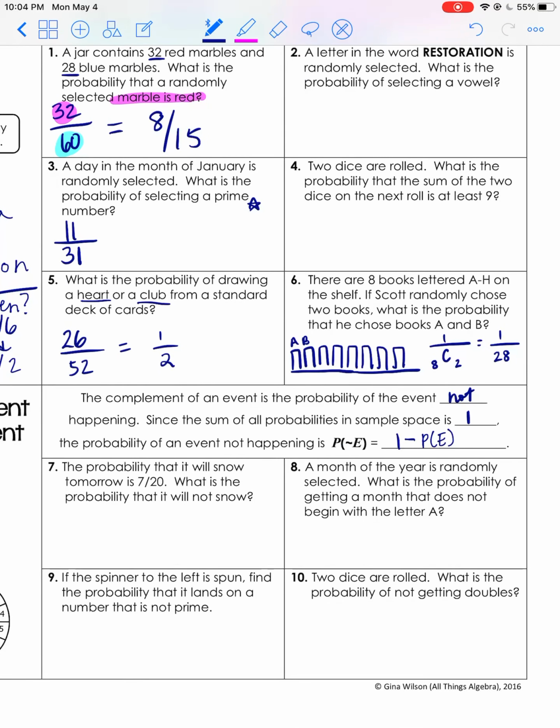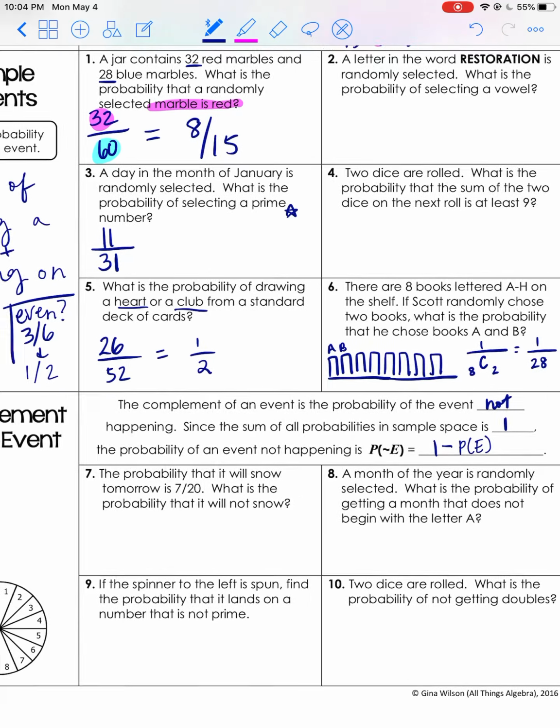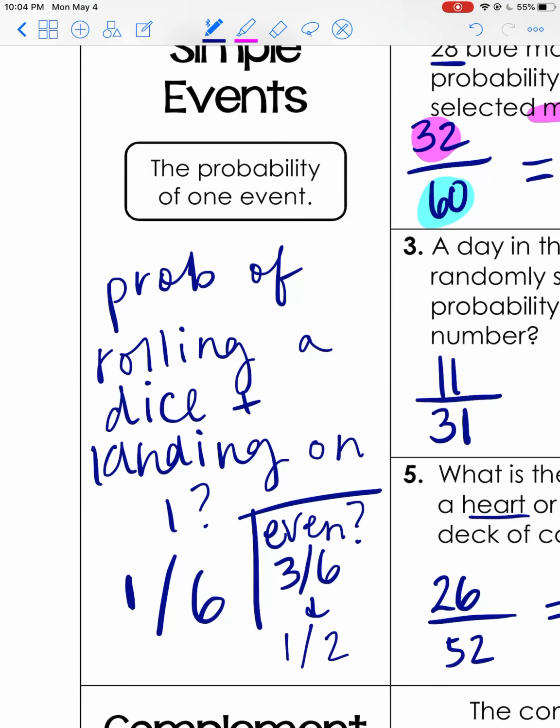And the probability of an event not happening is 1 minus P of E. So if we're talking about the probability of rolling a number 1 on a dice, then we could ask, what's the probability that you don't roll a 1? If the probability that you roll a 1 is 1 out of 6, then the probability that you don't roll a 1 is 1 minus 1/6. So that's 6/6 minus 1/6, which is 5/6, which makes sense, right? Because there are 5 other sides to a dice, and the probability that you roll any of those 5 sides is 5 out of 6.